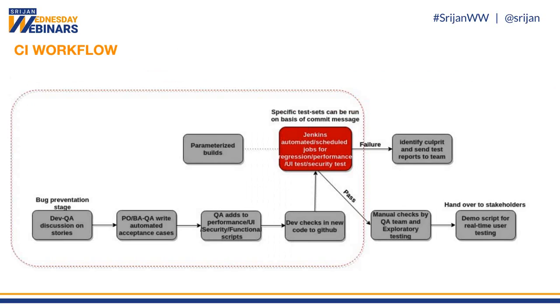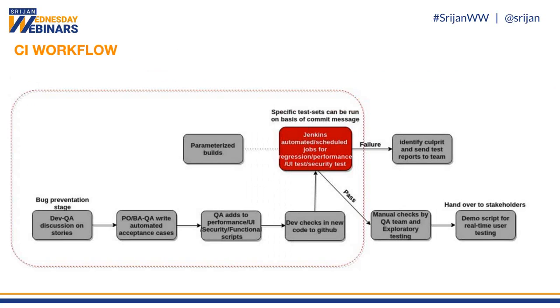After that, PO, BA and QA will sit together and try to write acceptance criteria in BDD format, which is like an English-like language. After that, QA adds performance testing, UI testing, security, functional scripts. It totally again depends on the project. If the project is eligible for performance testing, then we will write the performance test scripts. And parallelly, Dev is writing their code. So now Dev checks in their new code to GitHub, where he'll raise a PR.